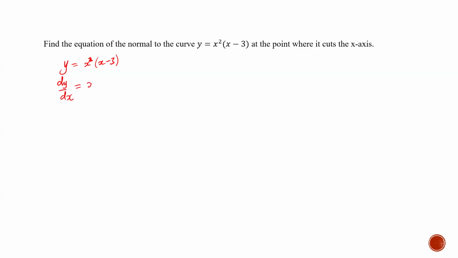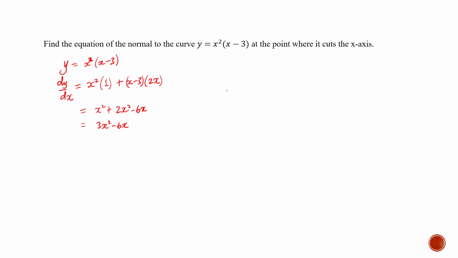The product rule will tell us we have u times dv/dx, which is 1, plus v times du/dx, which is 2x. And so this gives us x squared plus 2x squared minus 6x, which is just 3x squared minus 6x. And so this is the derivative of the function we've been given.